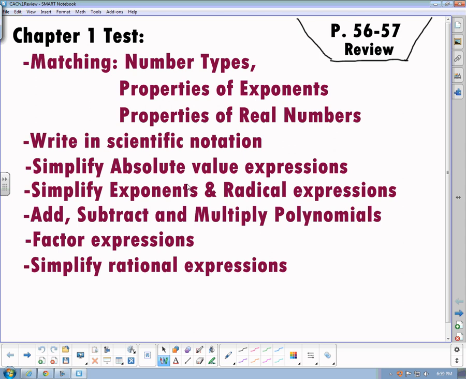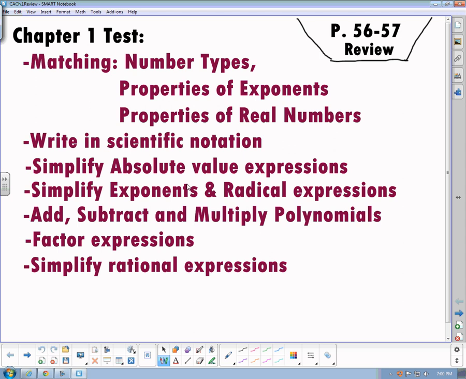Pages 56 and 57 have a review in the book for you. If you want to do any of those problems on those 2 pages, you do some of the odds because those answers are in the back of the book, and then you can check to see if you're doing those things correctly, and that will help you get yourself prepared for the test.